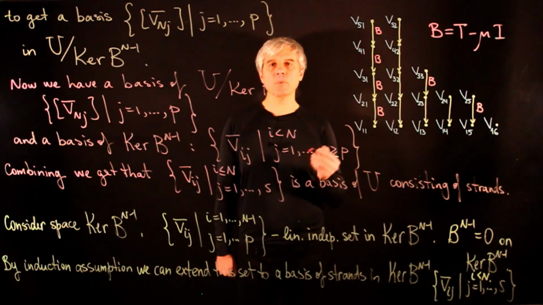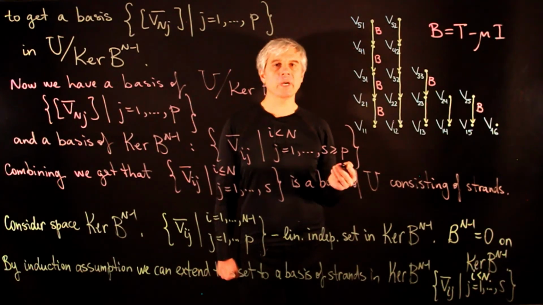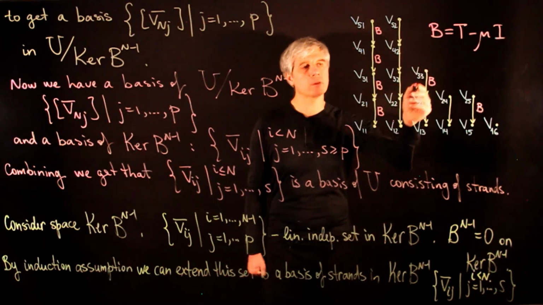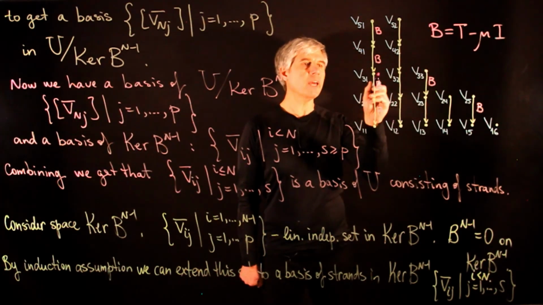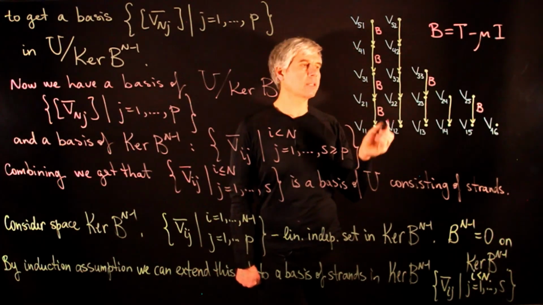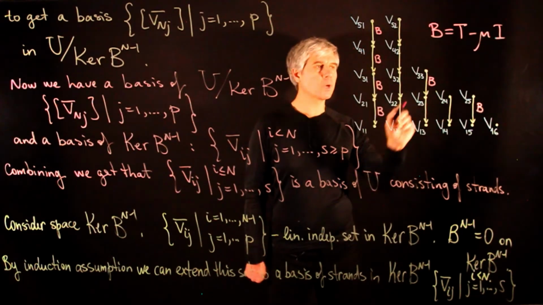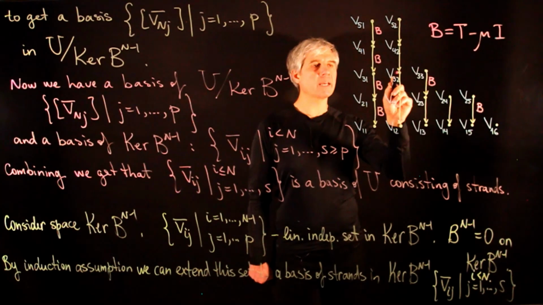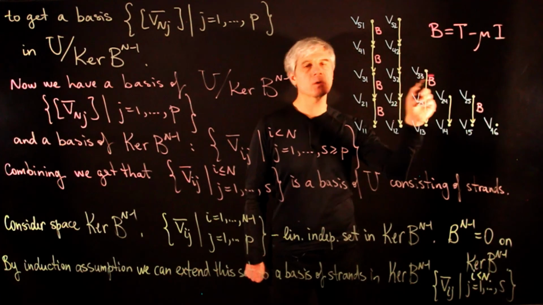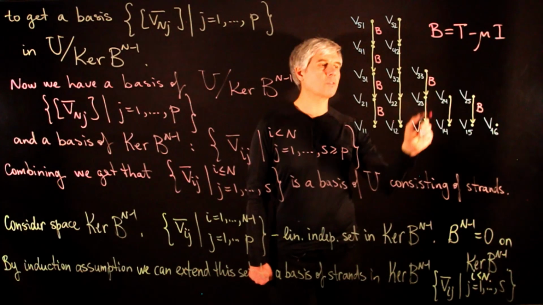We see that this proof follows closely the algorithm that we described earlier. Here we are trying to construct strands of length n by identifying their top vectors. To do this, we take vectors at level n of the previously constructed longer strands and consider the quotient space by the kernel of B to the n minus 1. So we construct new top vectors by completing the set of vectors at level n minus 1 to a basis of the quotient space. In this way, we obtain a family of strands of length n.